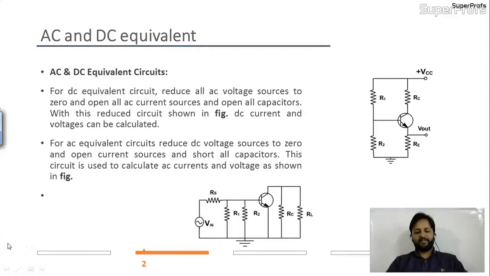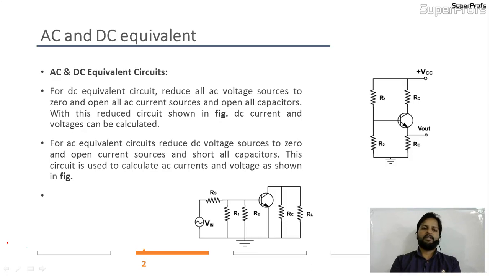Hi friends, today we have to see the small signal analysis and the numericals and the problems based on small signals. In the last video we discussed DC analysis and AC analysis. In the DC analysis we have to turn off all AC sources and capacitors as well. In the AC analysis we have to turn off all DC sources connected in the circuit.